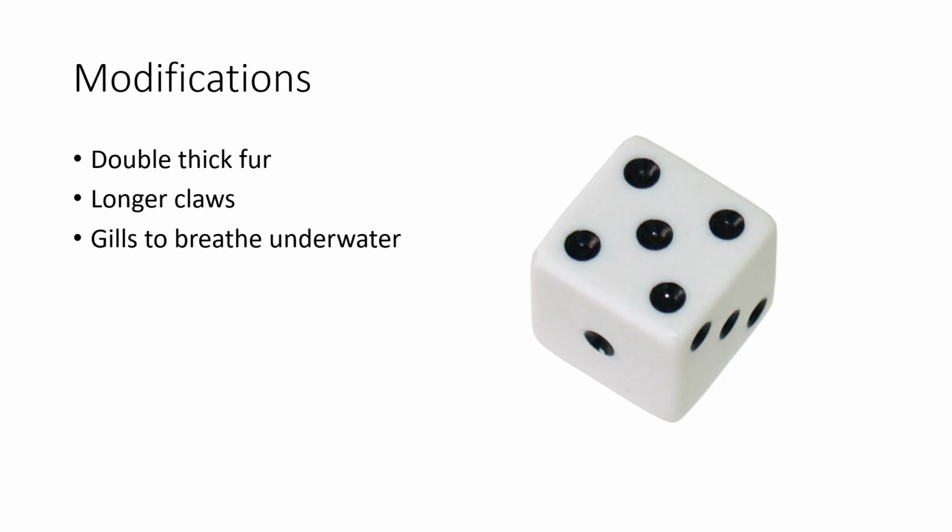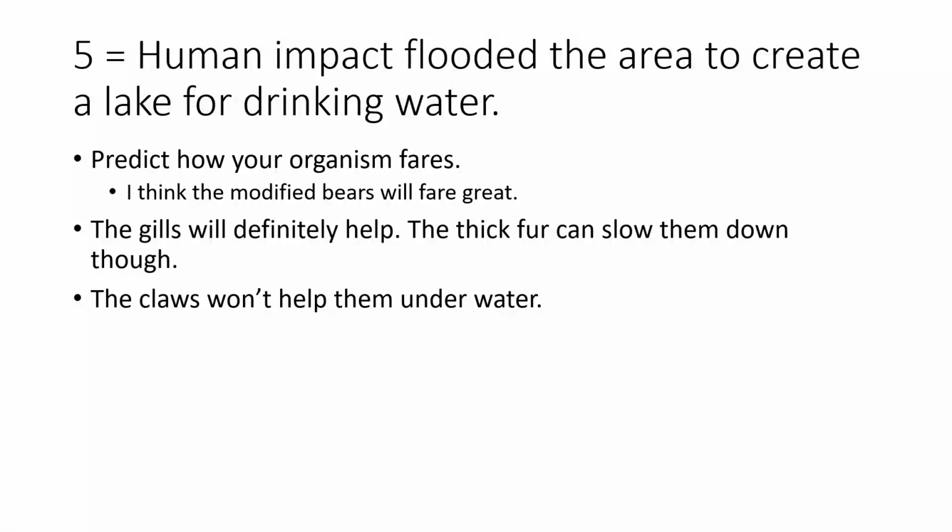Now what would happen after this is I would roll the dice. I just randomly found this picture of a dice that has rolled to a 5, and so we're going to say that I rolled a 5. What a 5 does is it says that this particular disaster that is going to befall the area where the bears live is that human impact flooded the area to create a lake for drinking water. So we built a dam, essentially.